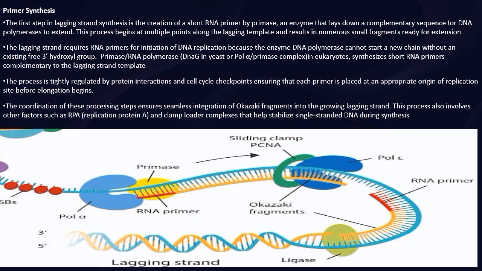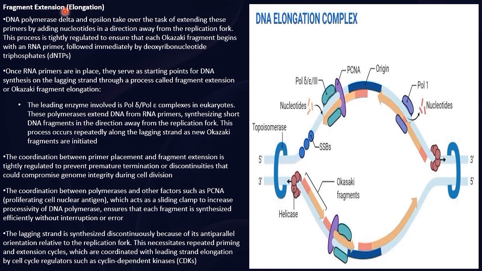Fragment extension is basically the elongation phase of the DNA replication process, and we have discussed this also in our previous slide. So I'll also give an overview of this slide. The leading strand is primarily synthesized by DNA pol epsilon, but sometimes DNA pol delta also synthesizes the leading strand, and vice versa is true for the lagging strand. This process occurs repeatedly along the lagging strand as new Okazaki fragments are initiated.